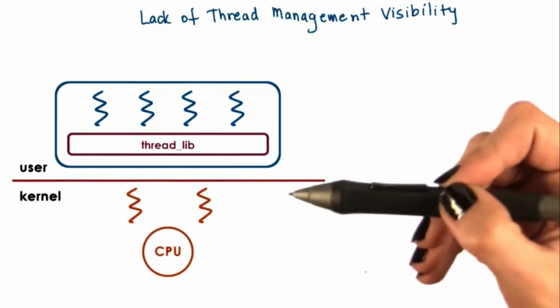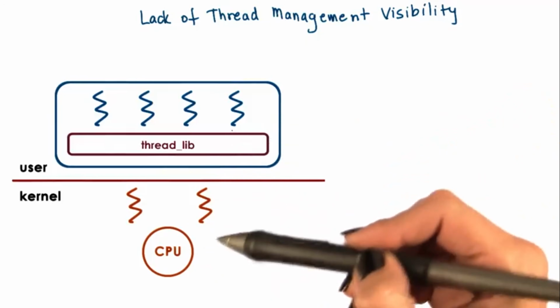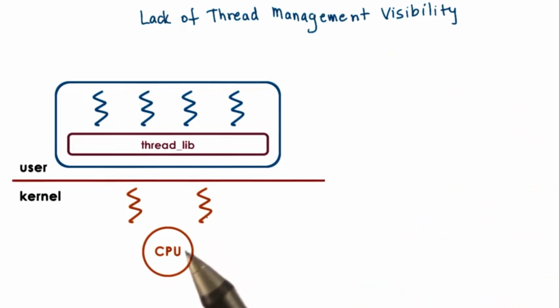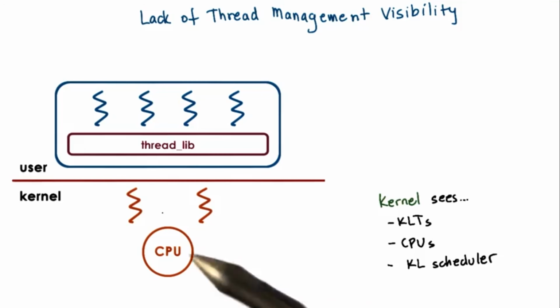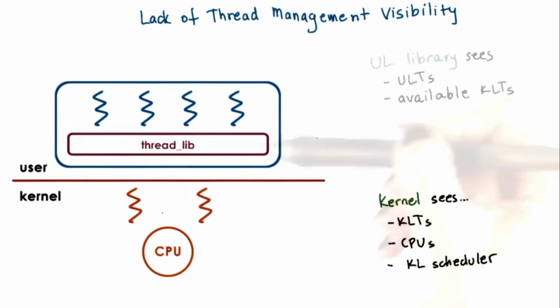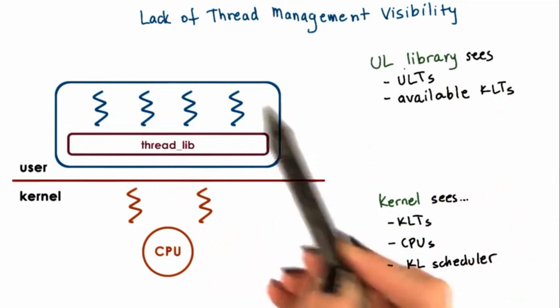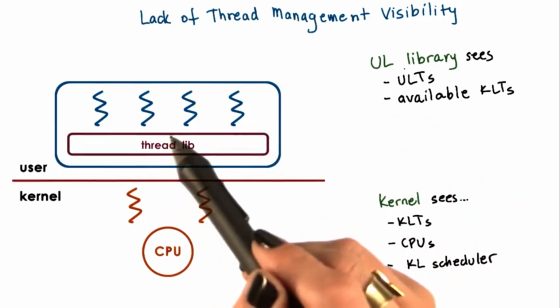In the previous morsel, we talked about the fact that the kernel and the user-level library don't have insight into each other's activities, and let's talk about that a little bit more now. At the kernel level, the kernel sees all of the kernel-level threads, the CPUs, and the kernel-level scheduler is the one that's making decisions. The user-level library sees the user-level threads that are part of that process and the kernel-level threads that are assigned to that process.